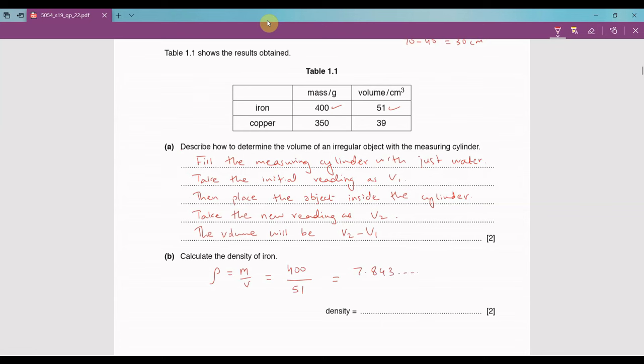But you can't write your answer like this. You always have to round it off to a suitable number of significant figures. So in this case, we can write it as 7.8, or you can write it to 3 significant figures, 7.84. Now don't forget the units. Units for the mass were grams, and for volume were cm cube. So for density, the unit would be gram per cm cube.